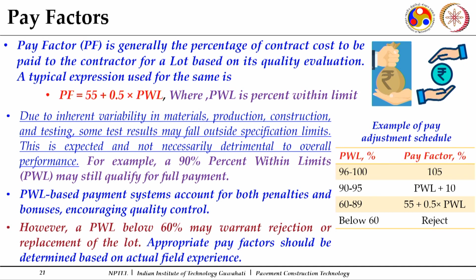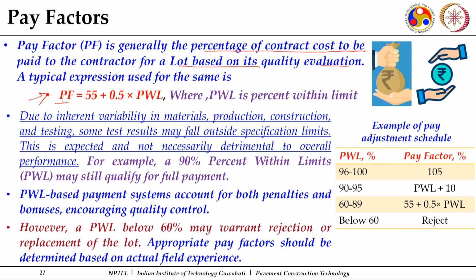The pay factor is generally the percentage of contract cost which can be paid. So, for one day's work we can work this out on a lot to lot basis. It should not be done once for the entire project, it should be lot to lot, because we will do this monitoring continuously. Now, this is a typical example which has been shown here.